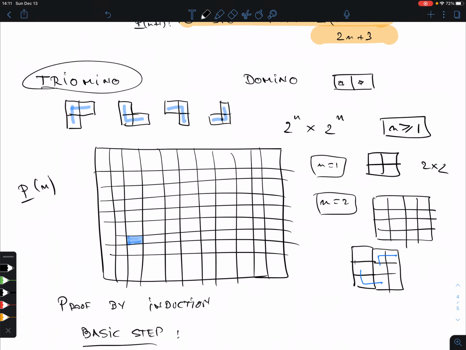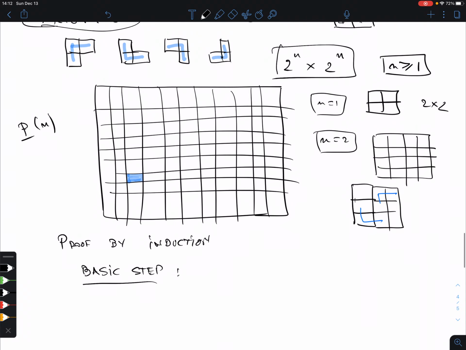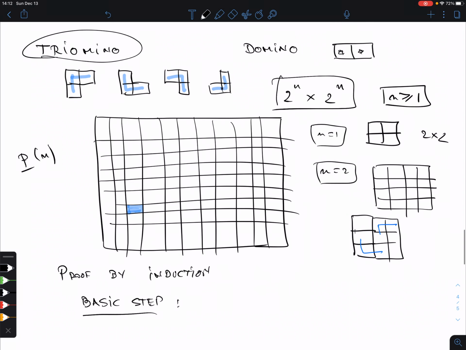I didn't write out the statement, I said it in words, but I'll say it again. If you have a 2^n by 2^n board in which one square is covered, it could be a corner, it could be anywhere, right? I'm just saying randomly cover one of them, then the rest can be covered with trominoes. That's the statement.